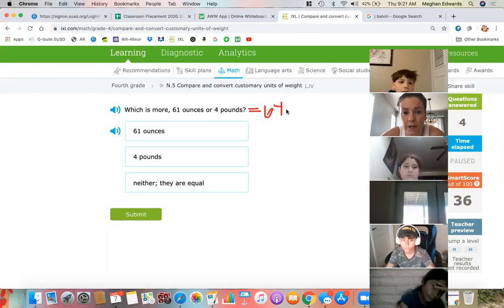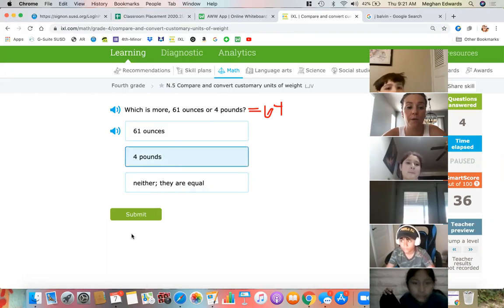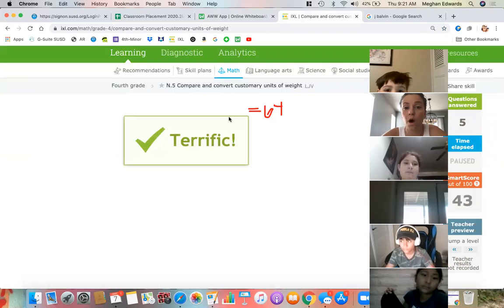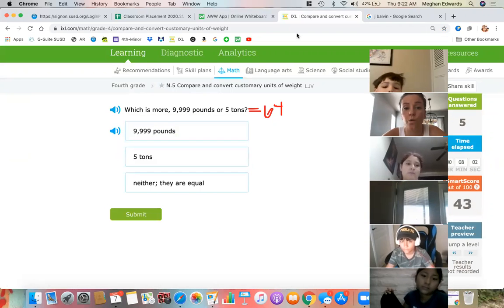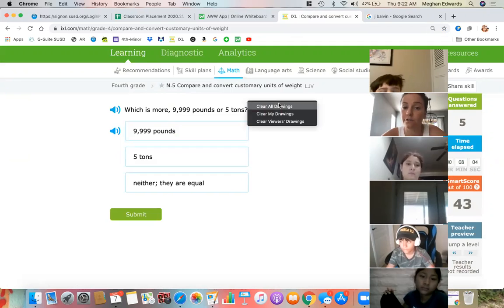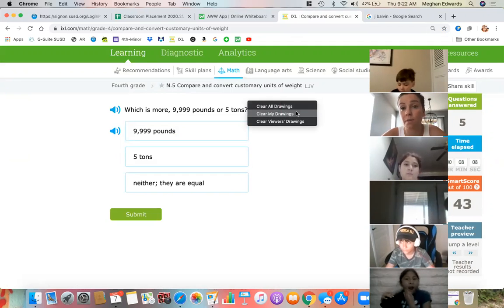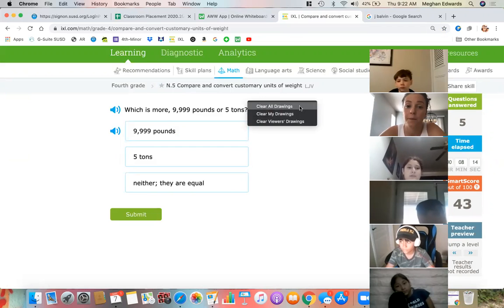So which one is bigger? 4 pounds. 4 pounds is greater. So we know that one is a greater one. So when you come to those types of questions, we need to convert our units so that we are comparing two units that are the same, because we can't compare pounds to ounces.